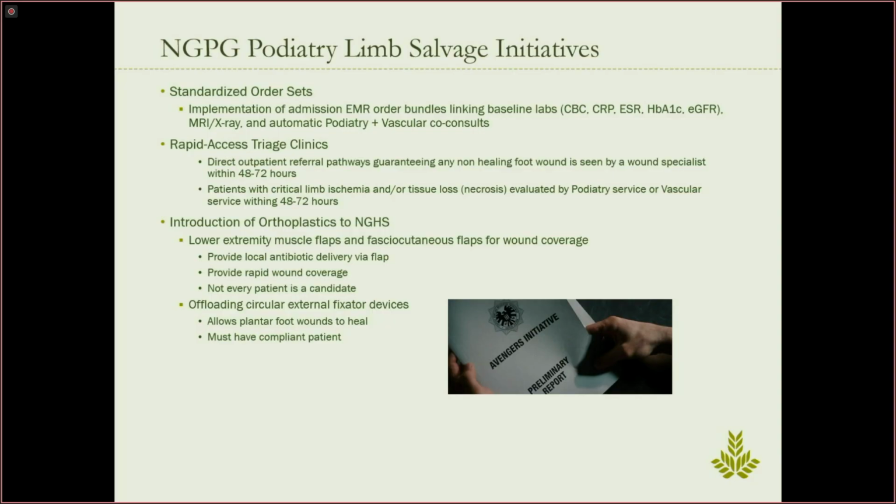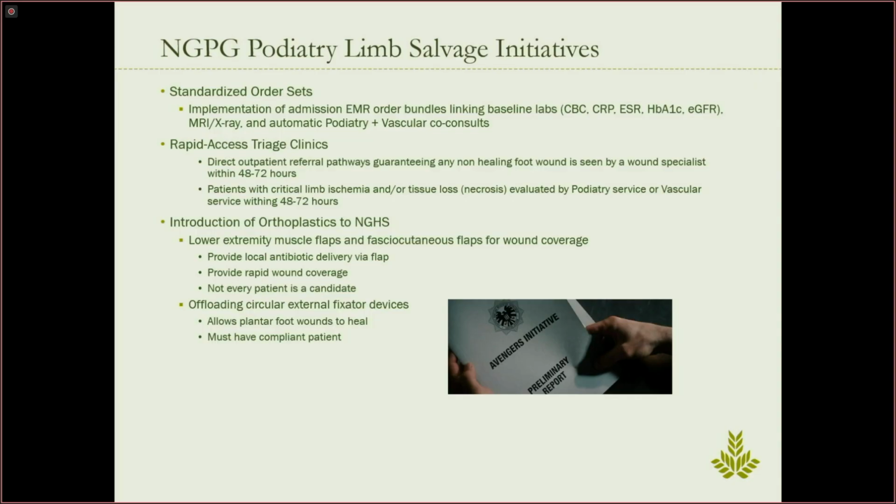Our outpatient clinics are very full at this time, both wound care and podiatry. We're working on that on our end, but in an ideal world, we would love to see these patients seen within 48 to 72 hours for a wound in the wound care clinic, or within 48 to 72 hours in the podiatry clinic for critical limb ischemia.